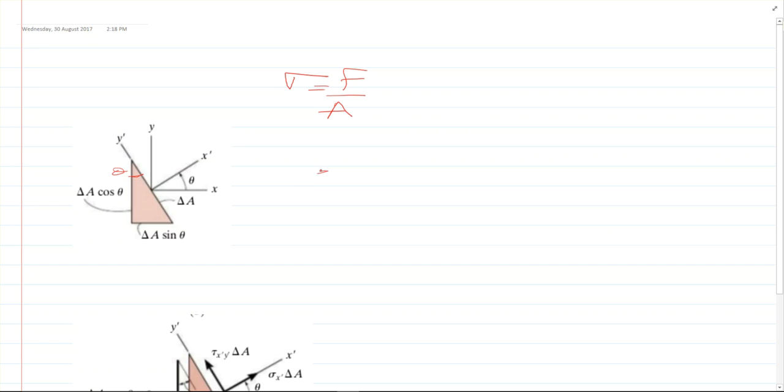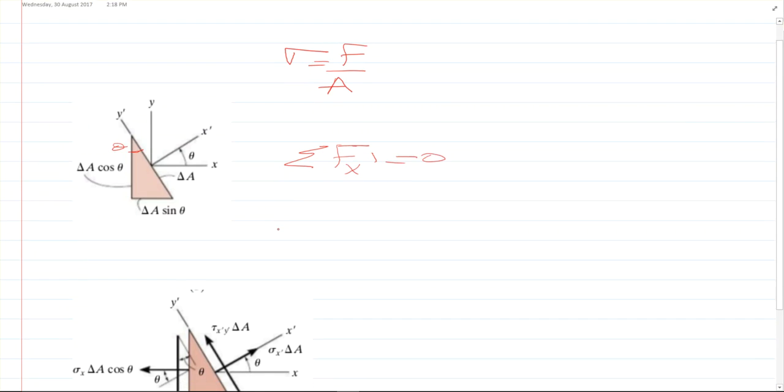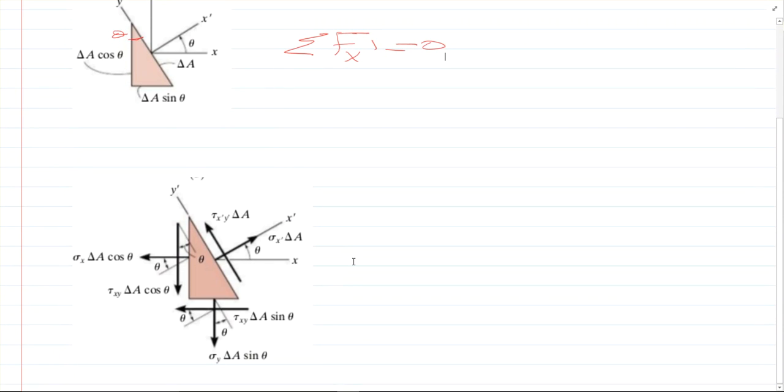So we want the sum of forces along the x dash axis to be equal to 0. To do that, we multiply the stress by the area. So here we have sigma x, we multiply by delta A cos theta, which is what we got right here above, and then we have sigma y times delta A sine theta, and so on. So now we would like to equate all these forces to 0.